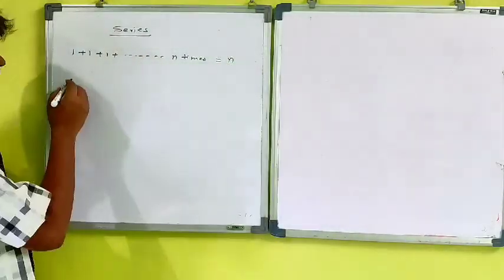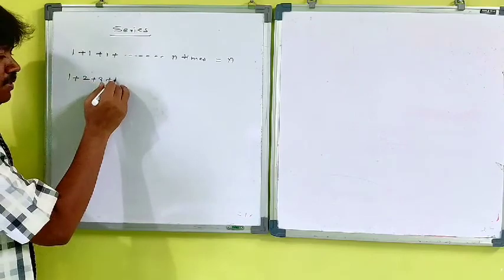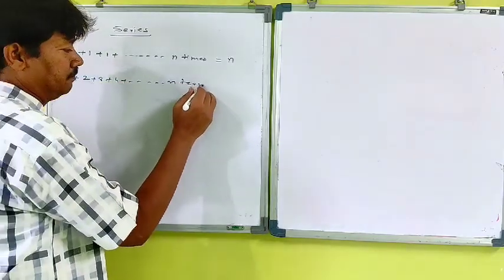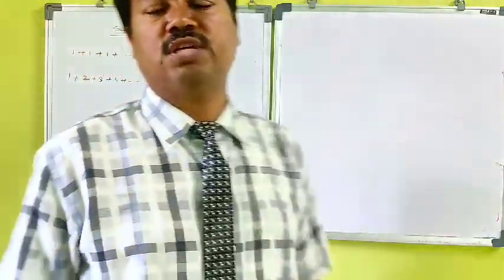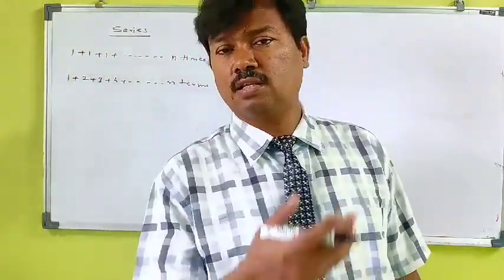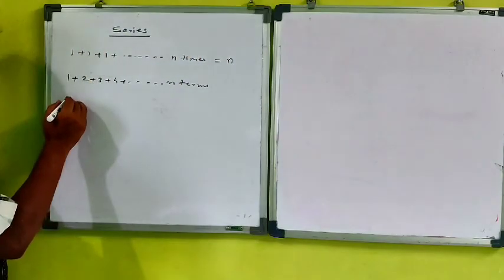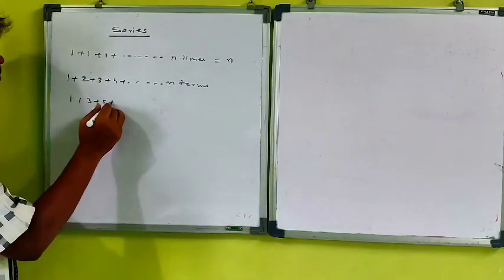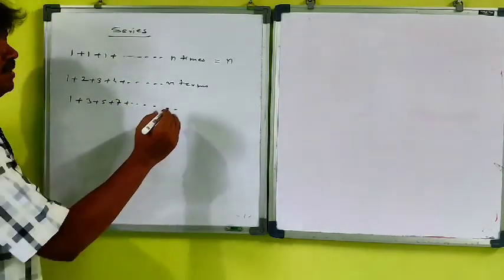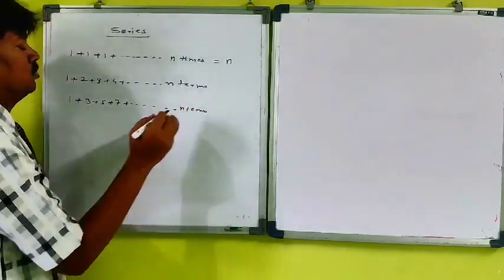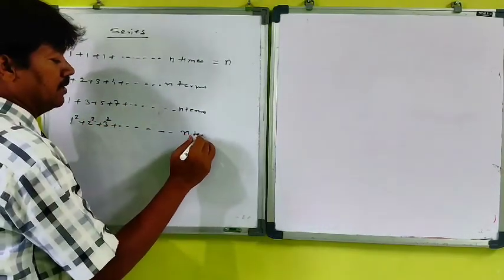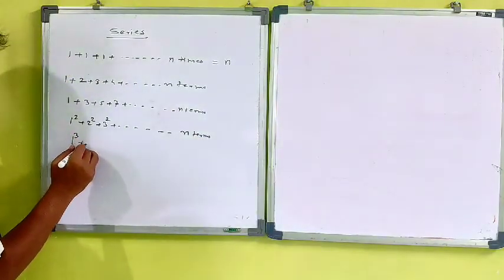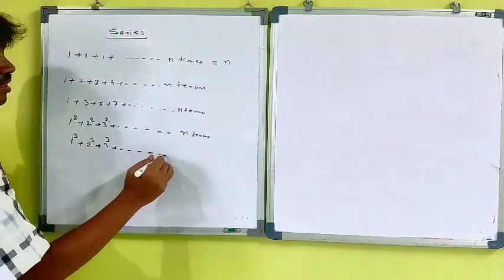But what happens when we have to add 1 plus 2 plus 3 plus 4 like this up to n terms? It is an arithmetic progression, so you have to use the AP formula for n terms. Similarly, if you have to add 1 plus 3 plus 5 plus 7 up to n terms, or the squares like this up to n terms, or 1 cube plus 2 cube plus 3 cube up to n terms.